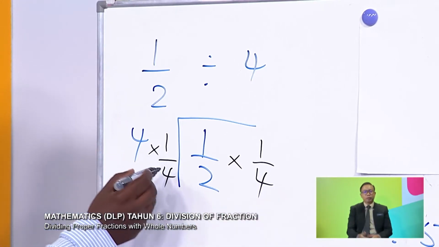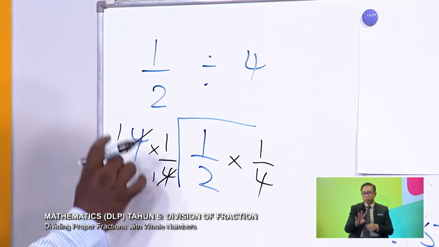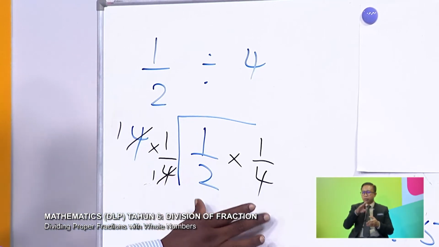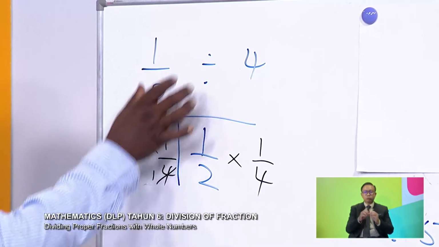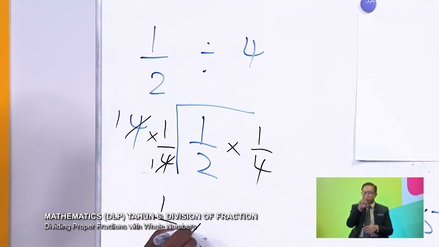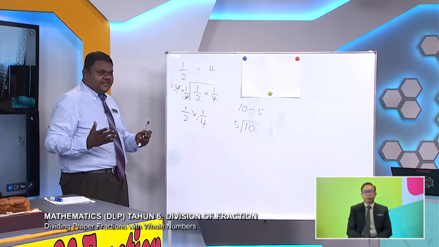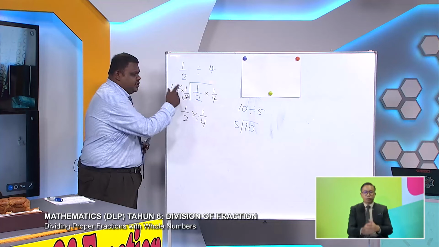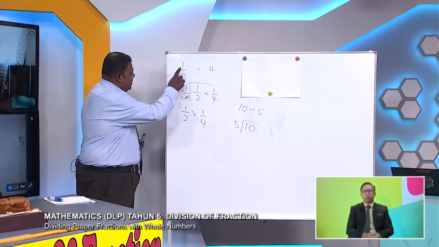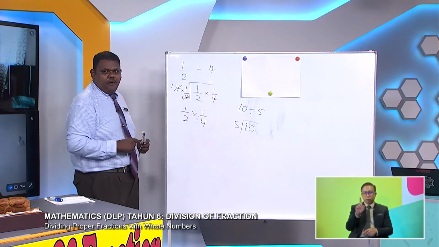Now I simplify. 4 divided by 4 is 1, 4 divided by 4 is 1. So this will become 1. The number divided by 1 is the number itself. So we can change 1/2 divided by 4 to 1/2 multiplied by 1/4. This is how we invert fraction division into multiplication. When we invert, 1/2 multiplied by 4/1 will become 1/4.